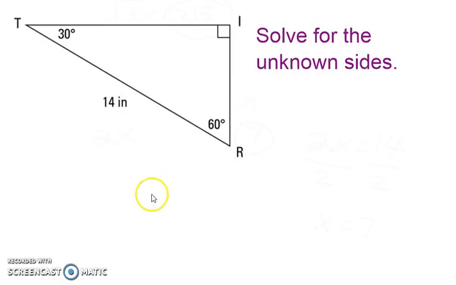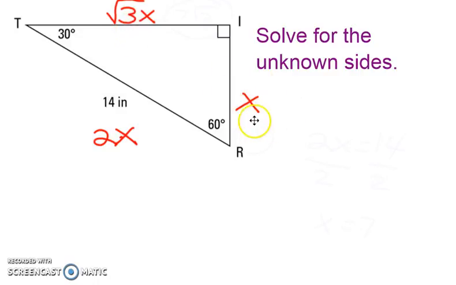Okay, so it says to solve for the unknown sides. And what I am going to do first is I'm just taking that general form that we just figured out, and I'm going to write it in next to the triangle. So we have our 2x right there, our x, and then our square root of 3x, or x square root of 3. So notice that x is always the shortest side, because if I have x here, multiplying that x by 2 is obviously longer, and multiplying that x by square root of 3 is also longer.